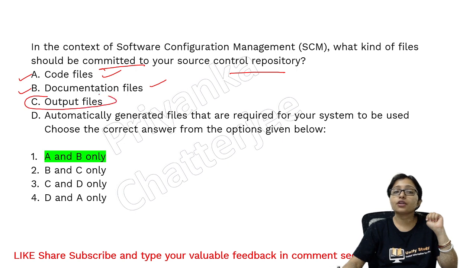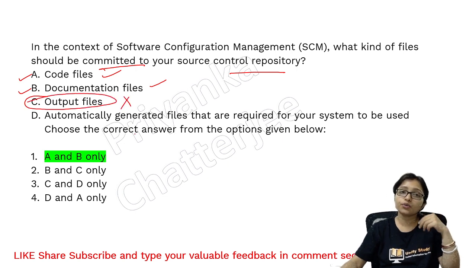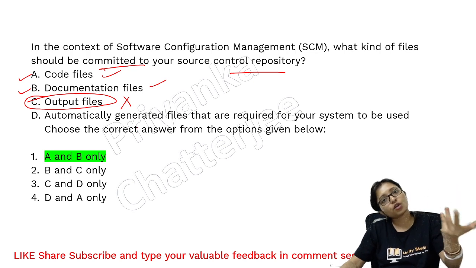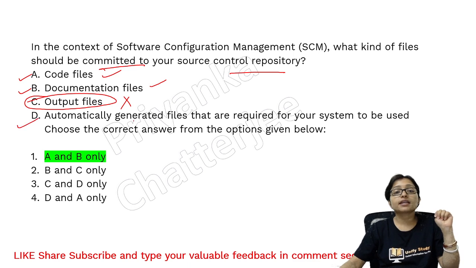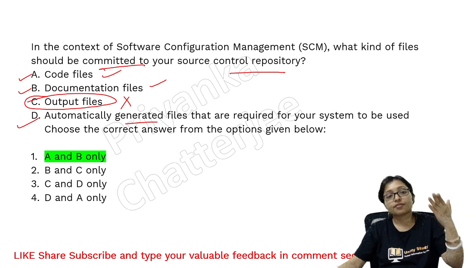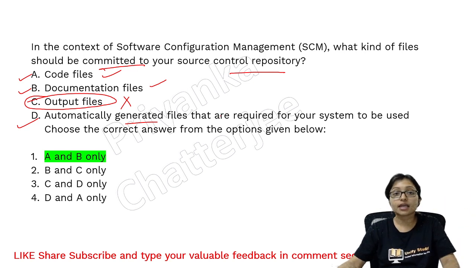Output file definitely no need to update, because you will check the output locally, and whenever you run it on the server it will also automatically create it, so no need to upload. Automatically generated files, like some temporary file it is generating, also no need to upload. Why would I upload that temporary, auto-generated file? Whenever it is executed on the server, it will be automatically created again. So that's why these are also not required. Only the code file and documentation file are required.